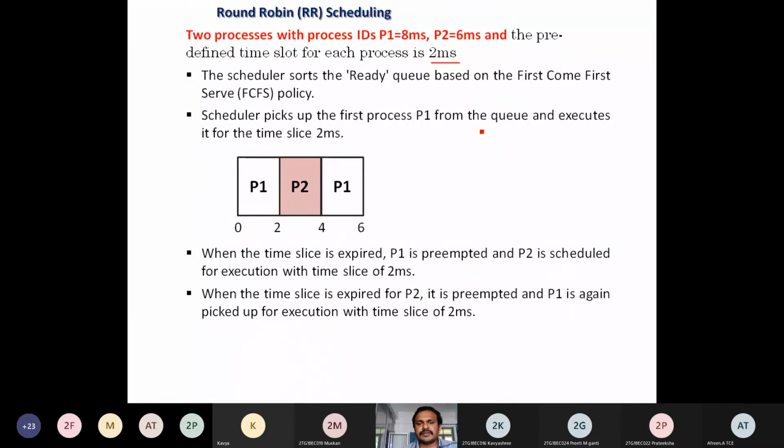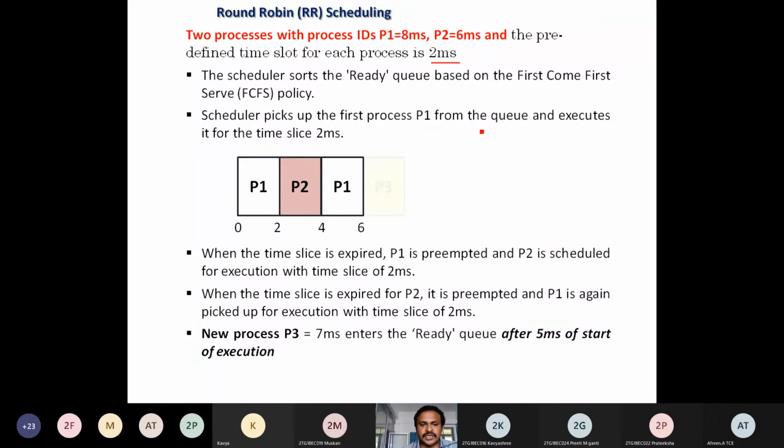Okay. Now, according to the problem statement, a new process P3, which is equal to 7 milliseconds, enters the ready queue after 5 milliseconds of start of execution. So here P3 enters. But what about the execution of the current process?